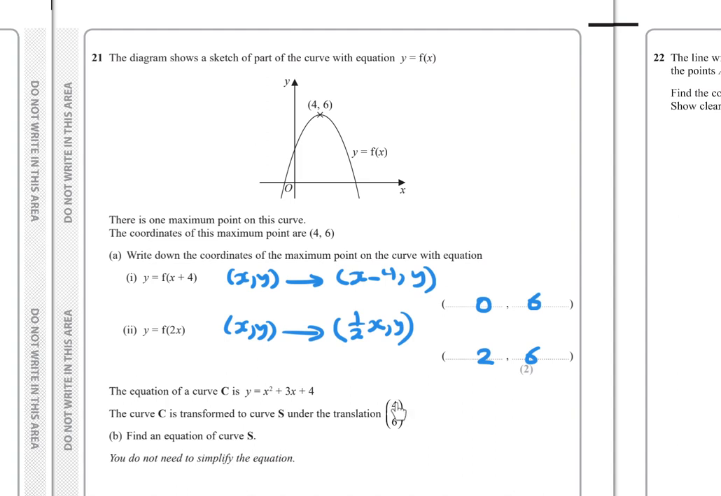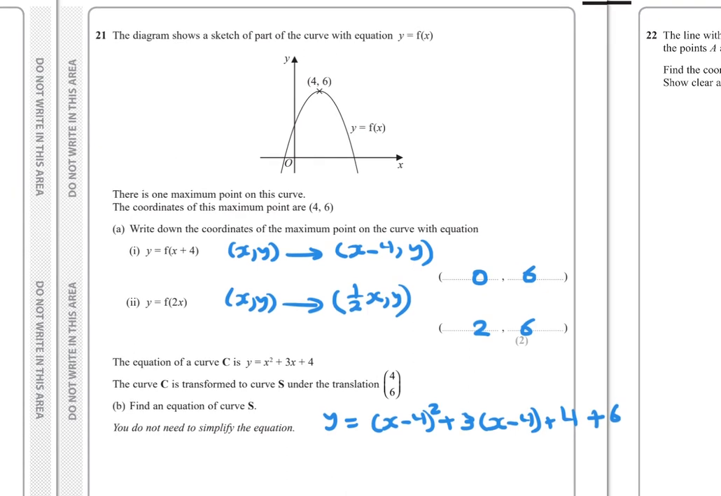4 to the right means substitute x by x minus 4. So y will be (x minus 4) squared plus 3 times (x minus 4) plus 4. And the vertical translation of 6 units means add 6 to the whole function. So you can write (x minus 4) squared plus 3 times (x minus 4) plus 4 plus 6, which is plus 10.